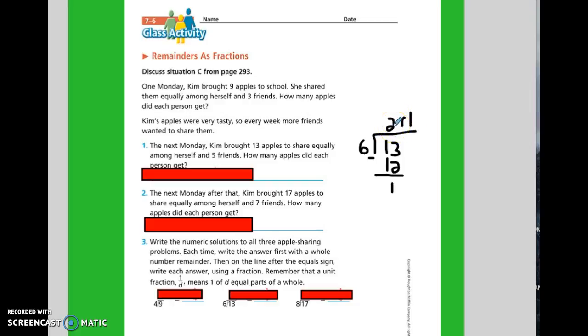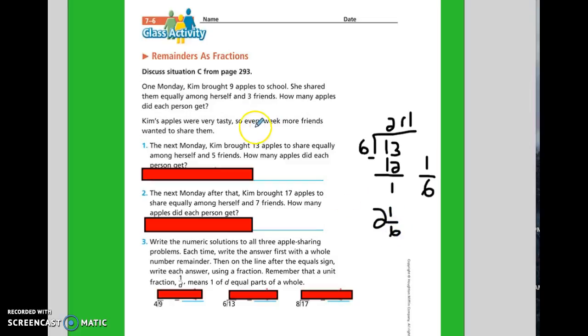But now we have to figure out what fraction of the last apple they each get, okay? And again, the trick to this is you look at your remainder, there's 1. You look at the number of people that you started with, which was 6. And so you make it into a fraction. So I'm going to put the 1 from here over 6. So each person will get 2 and 1/6 of an apple.